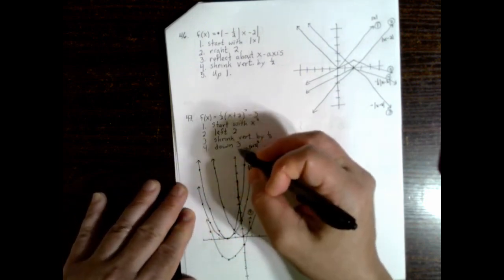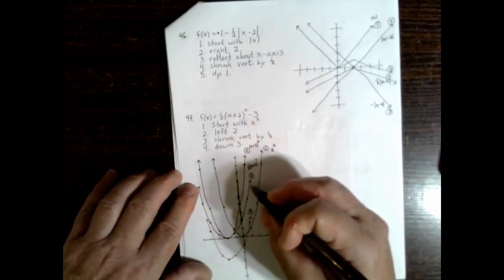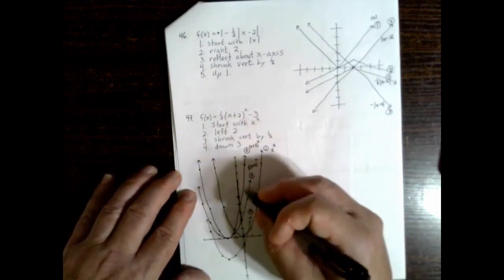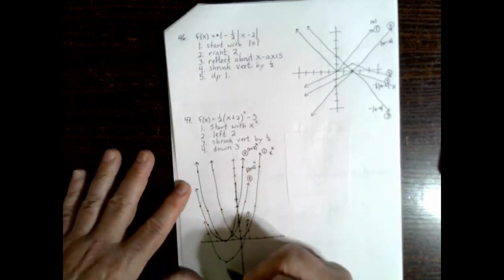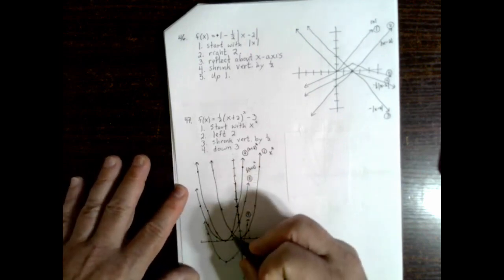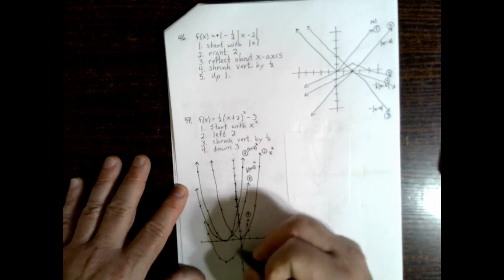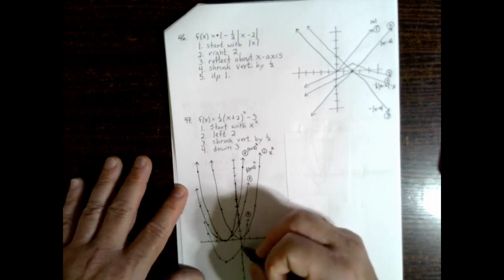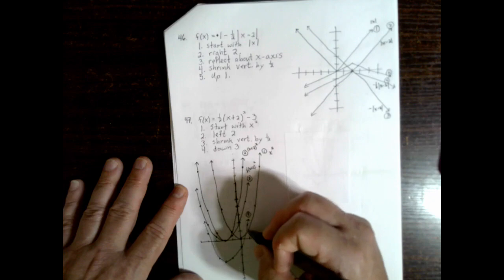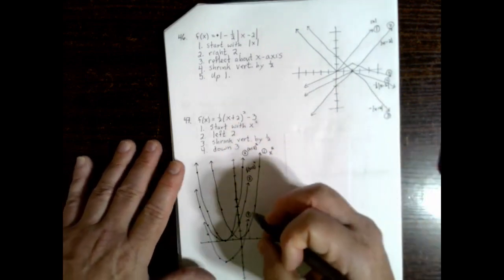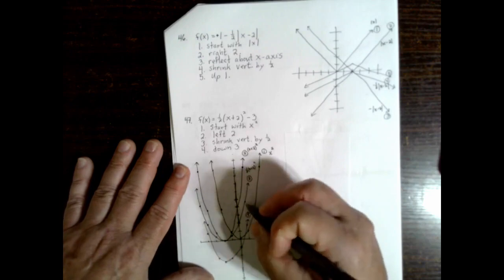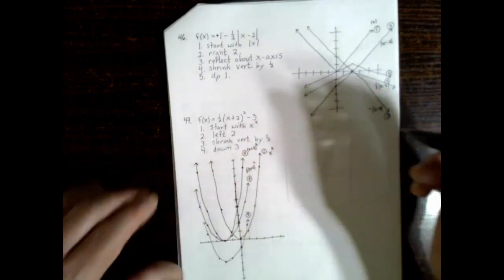Now the final one is down 4. So you take this function that you have, which is 3, and you drop every point by 4 units. So 0 becomes minus 4, a half becomes minus 3.5, 2 becomes minus 2, 4.5 becomes 1.5. Everything drops by 4 units.